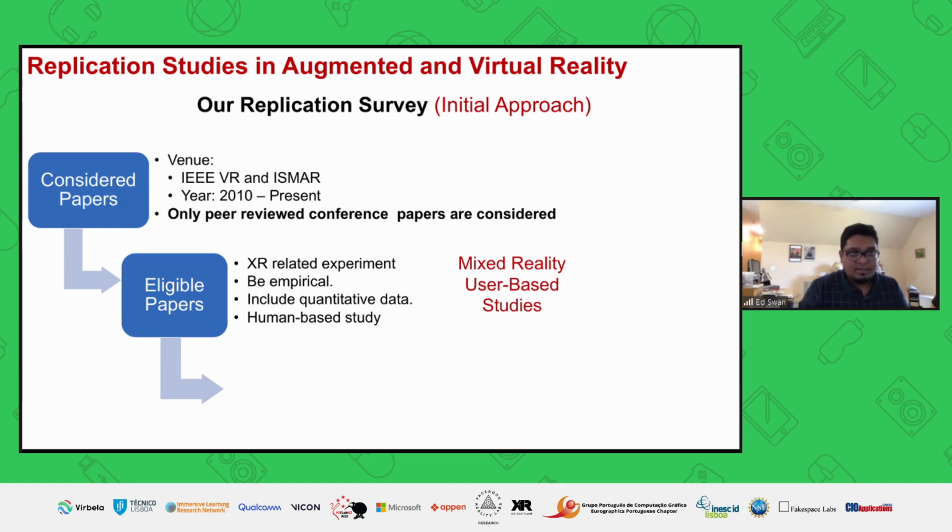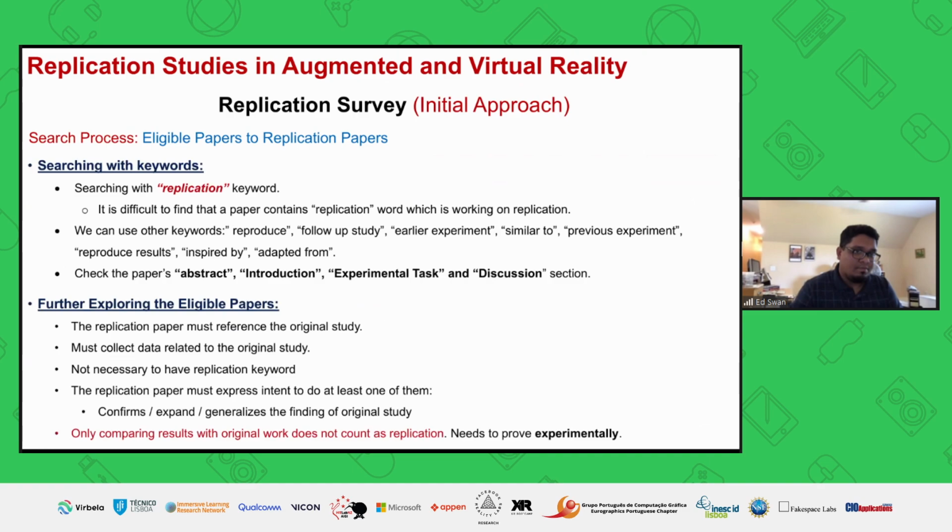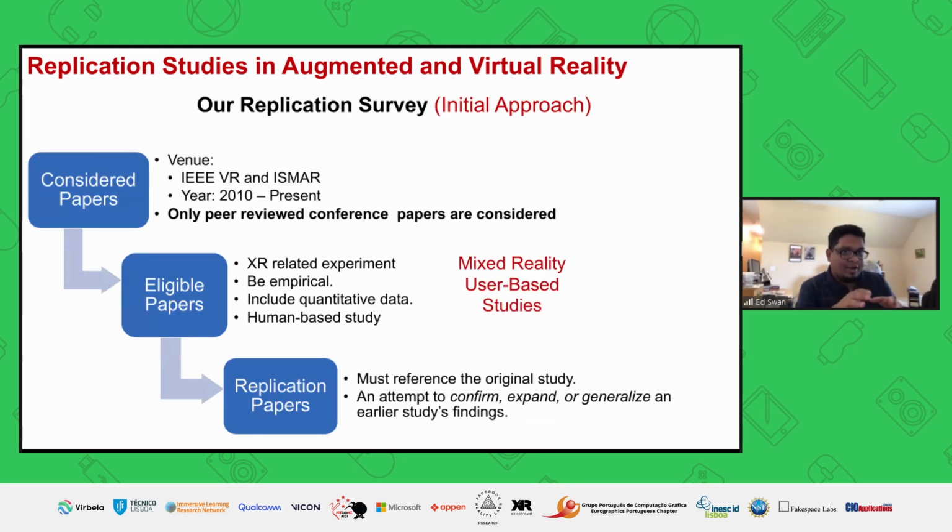No computational models comparing algorithms will be considered, and we just omitted those. Just human-based studies; in a word, we can say mixed reality user-based studies. The eligible papers will give us, and from there we'll have the replication papers. So eligible doesn't mean it showed up with the keyword search method. That's a different thing. From the eligible papers, to find the replication papers, we need to use a process like searching with the keyword replication, and then further exploring. In a word, we actually need to carefully read the eligible papers to move to the replication papers, because it is very hard to identify the replication work.